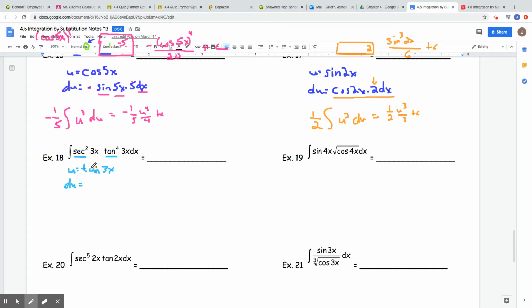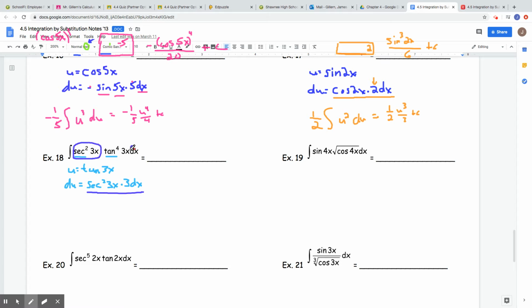What's the derivative of tangent? Secant squared 3x. And then I need to multiply by the derivative of the inside, which is 3 dx. Remember, the derivative of tangent is secant squared. Keep the inside the same, 3x, multiplied by the derivative of the inside, which is 3. So we need all of this to be in here somewhere. Secant squared 3x. Look, it's right there.